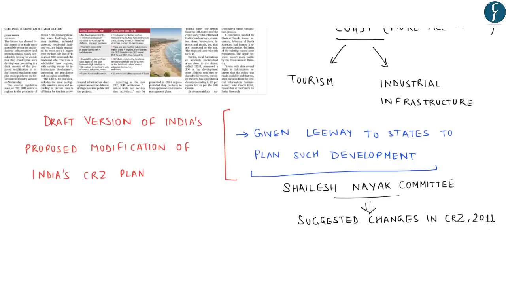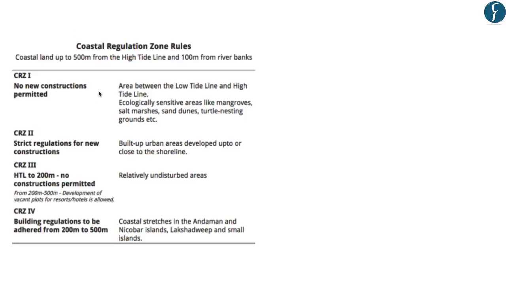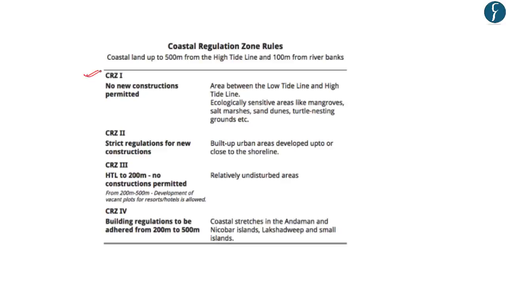To understand the various changes made by this draft version of India's proposed modification of India's CRZ plan, first of all, let us understand about various coastal regulation zones as well as the concept of high tide line, low tide line and spring tide. As we can see, the CRZ areas are classified into 4 zones: CRZ1, CRZ2, CRZ3 and CRZ4. Here we see under CRZ1 that it is an area between the low tide line and high tide line. So let us also understand about this concept of low tide line and high tide line.